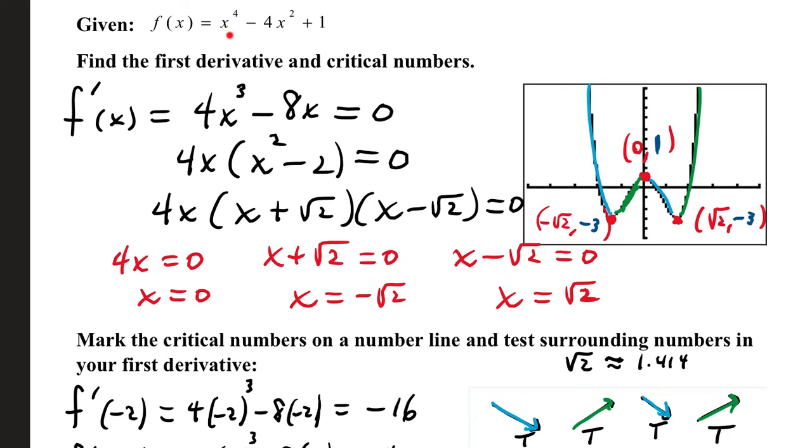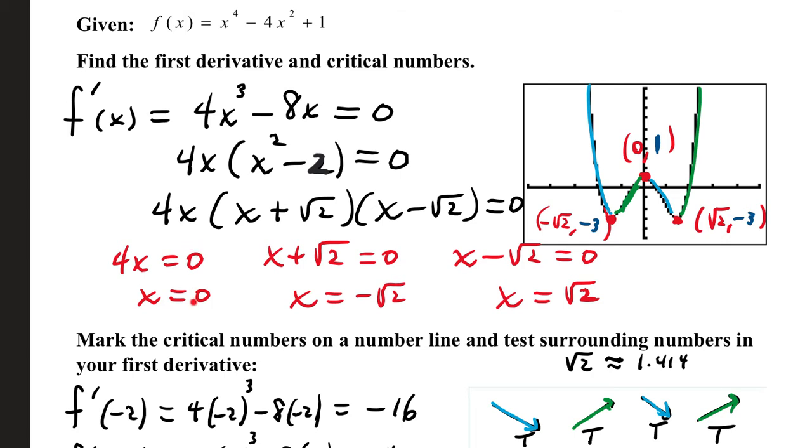Given the function x to the fourth minus 4x squared plus 1, let's take our first derivative. That's 4x cubed minus 8x. These two terms we can factor out of 4x, and that will leave x squared minus 2. If we redistribute, that's 4x cubed minus 8x. This time our lead factor has an x. We'll fill this 2 in real quick. There we go.